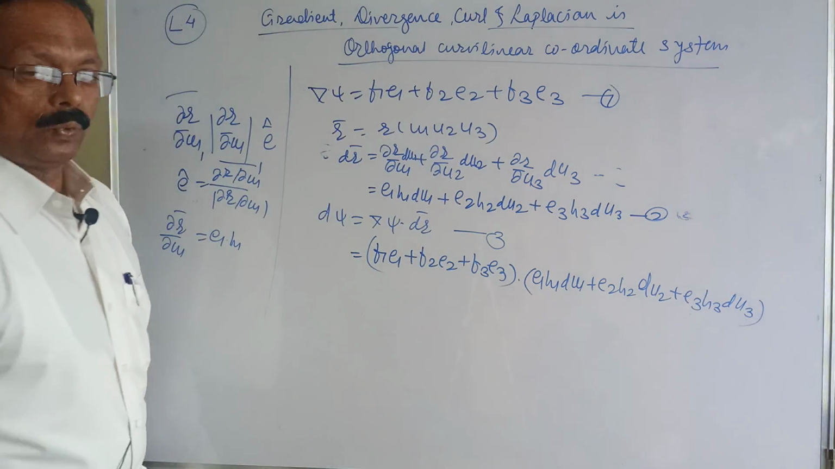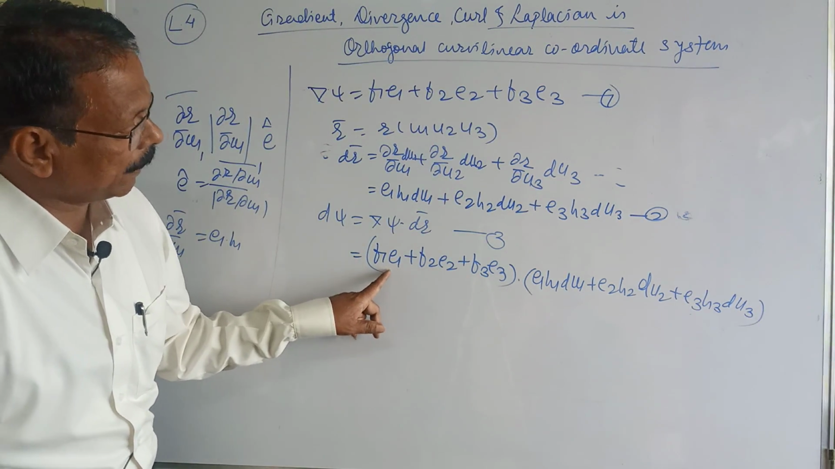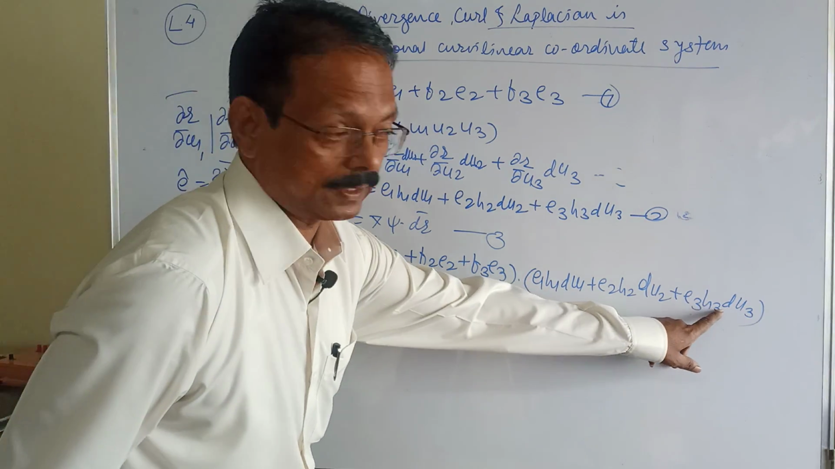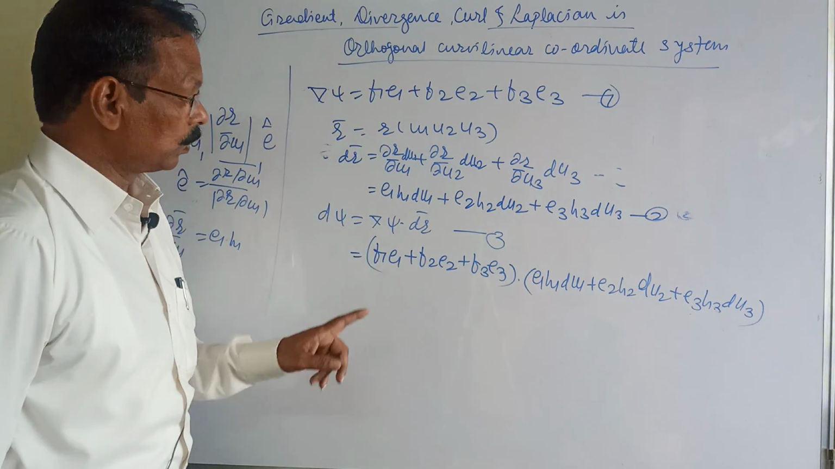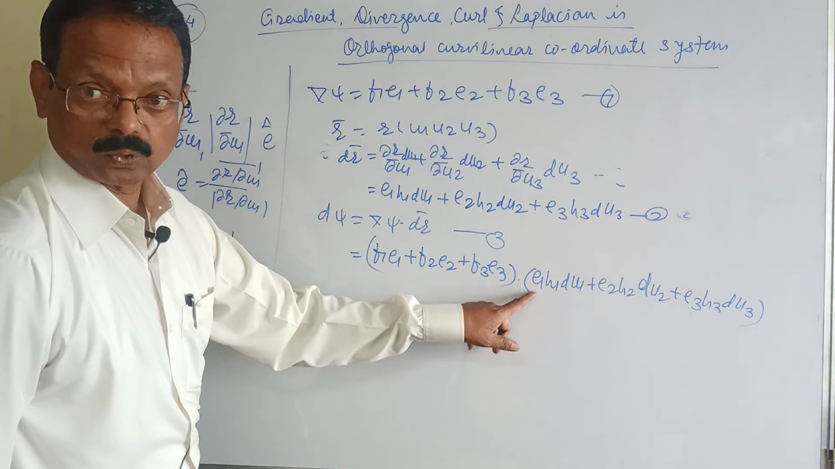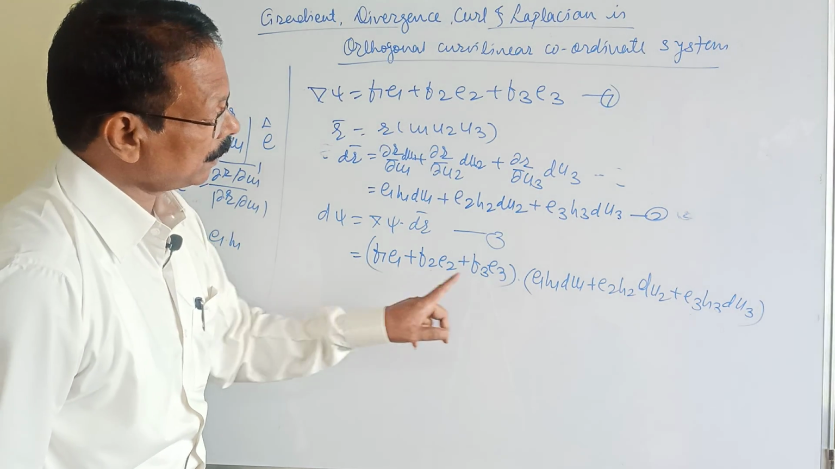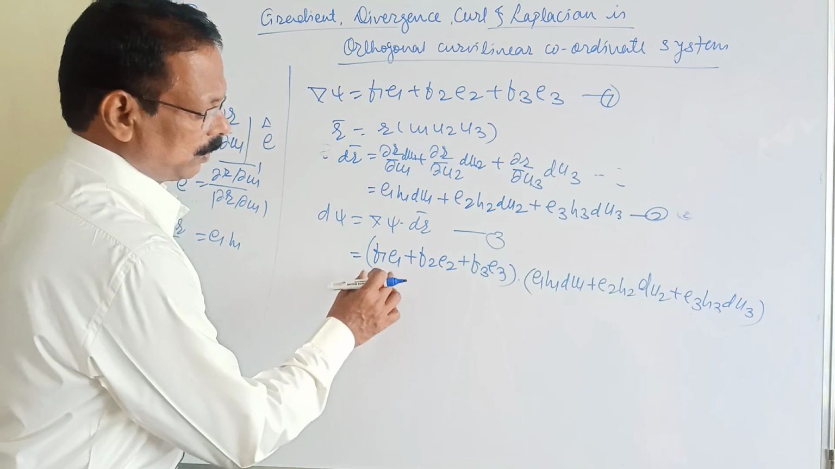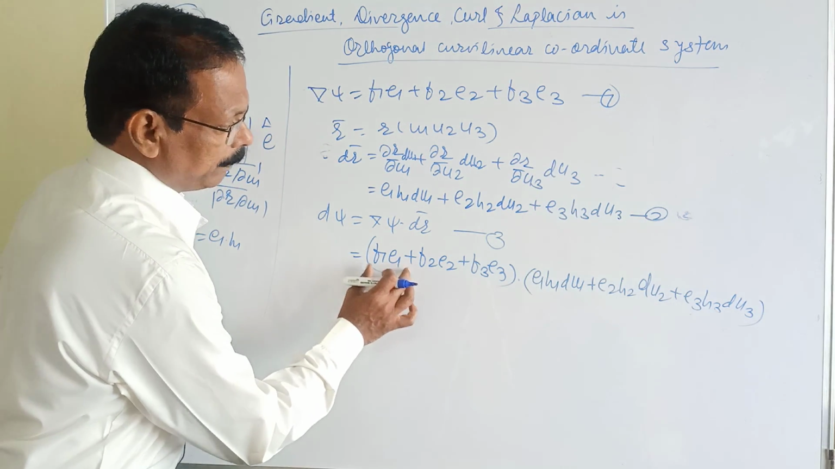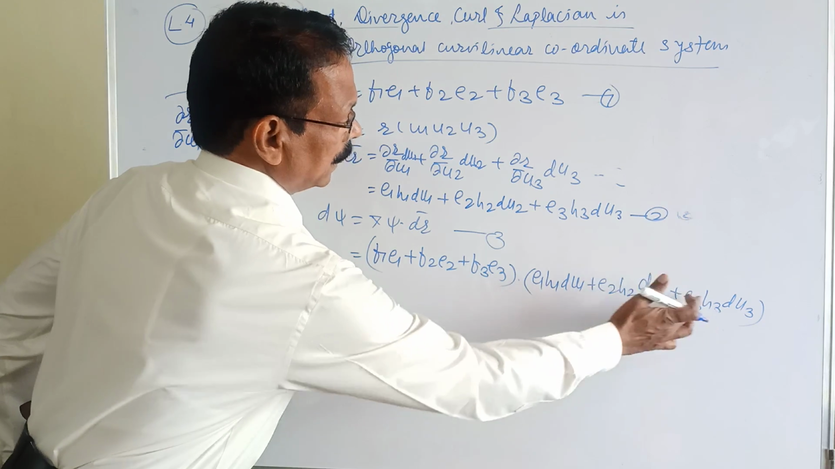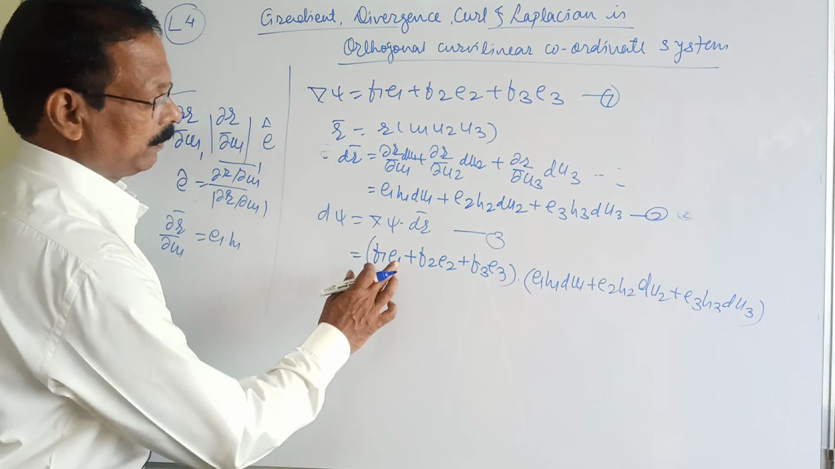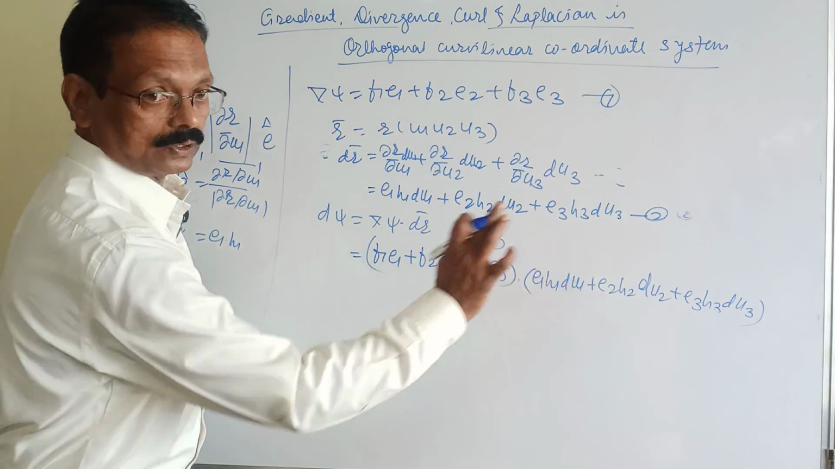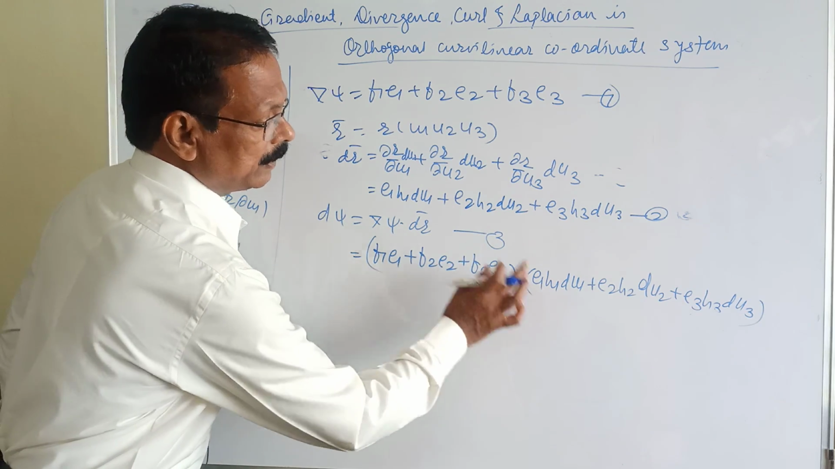Now we know that this first term is multiplied by this second bracketed term, all these terms, but we know that e1 dot e1 is equal to 1. Similarly e1 dot e2 is equal to 0, e1 dot e3 is equal to 0. So this is the dot product. This term is multiplied by all this bracketed term, but other terms get cancelled because e1 dot e2 is equal to 0 and e1 dot e3 is equal to 0. So e1 dot e1 is equal to 1.